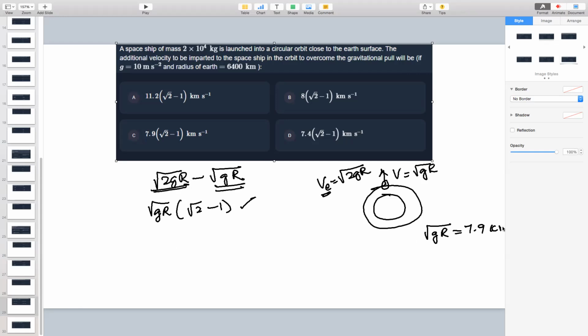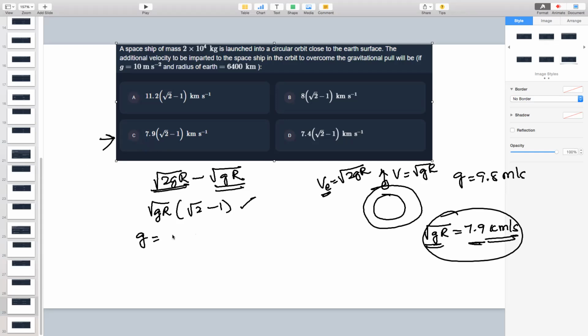Now the question is, some of you know that root of gR value is 7.9 kilometers per second. Yes. Now can I take this option as correct? No. Why? Because we get root gR as 7.9 if I take the value of g as 9.8 meters per second square. But it is given the value of g is 10 meters per second square. So you substitute it. Yes, definitely we get this value is 8 into root 2 minus 1. This is your option. This one is your answer.